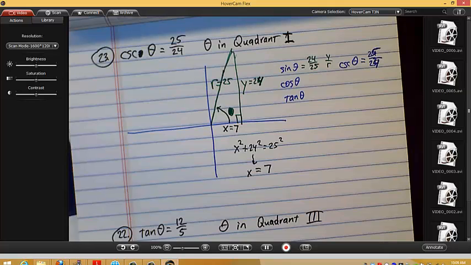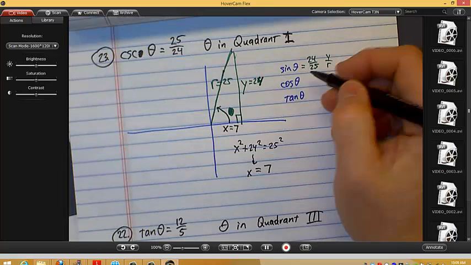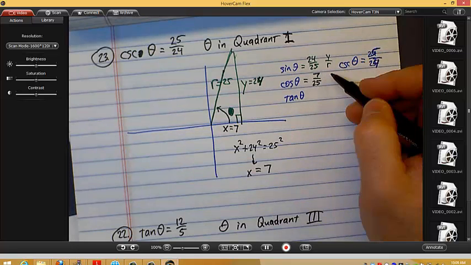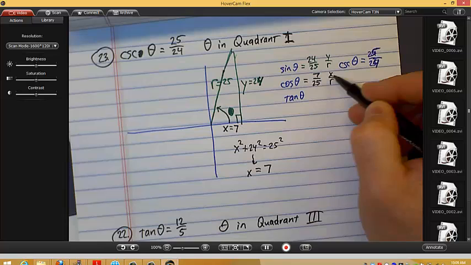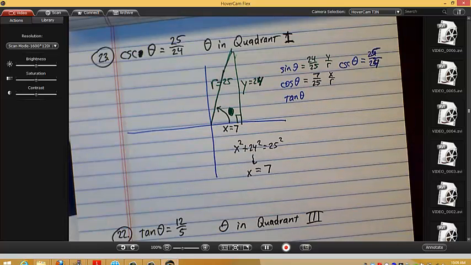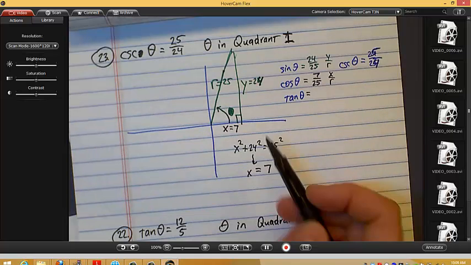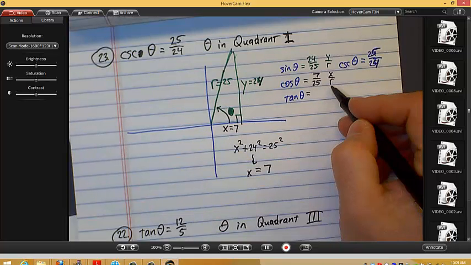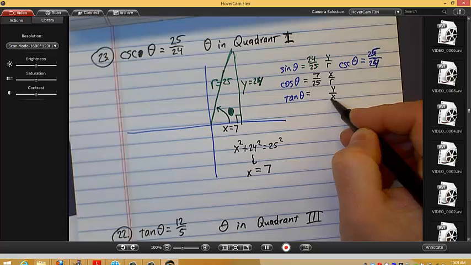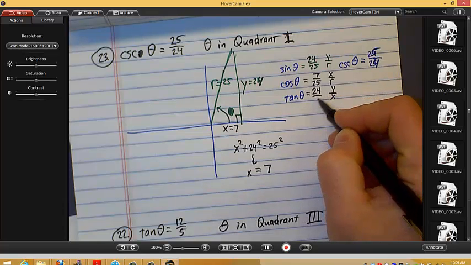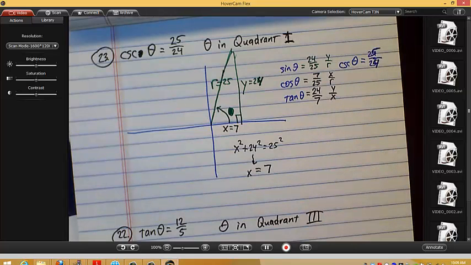Let's do it. The cosine of theta, what's that going to be? 7 over 25, right? Because we know that cosine is x over r, adjacent over hypotenuse. And what about the tangent? You can either think of it as opposite over adjacent, or you could think of it using our new definition, y over x. And so what do I get? 24 over 7. You guys with me?